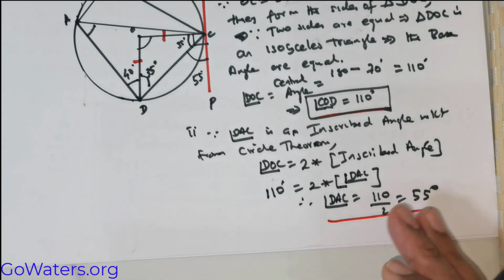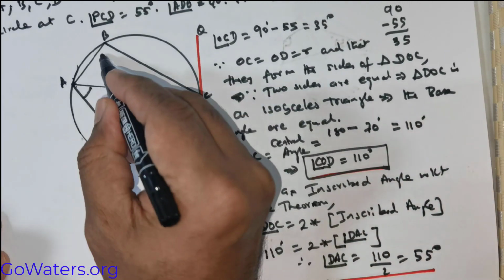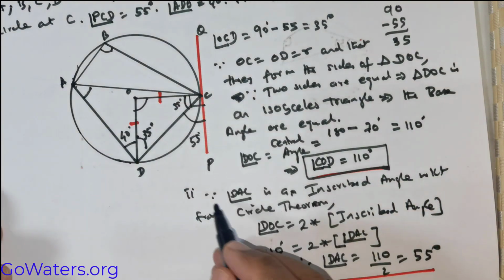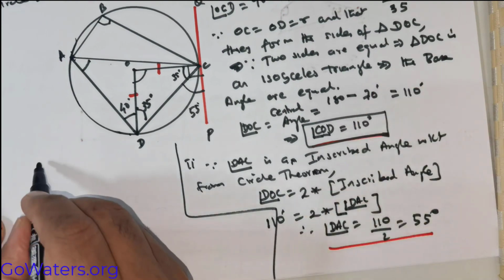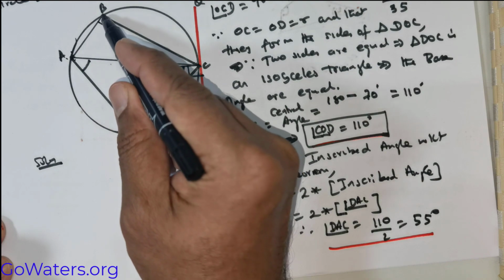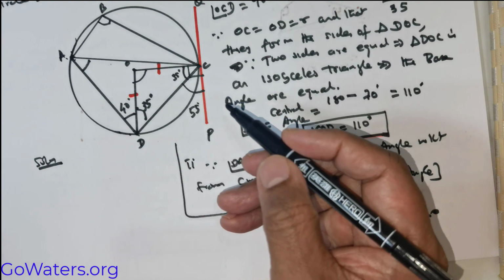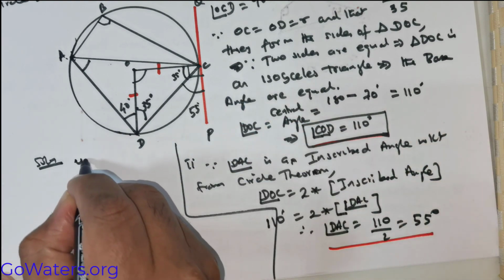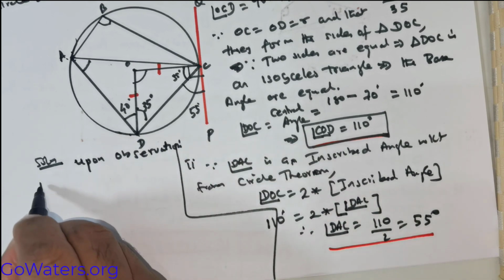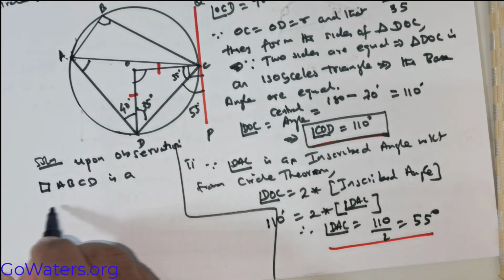The next is ABC. We are expected to find ABC. Let me show you that. We are expected to find this angle ABC. Now let me give you the solution over here. Okay, this is the solution. Now ABCD, they form the sides of a quadrilateral. So let me state that upon observation, ABCD is a cyclic quadrilateral.